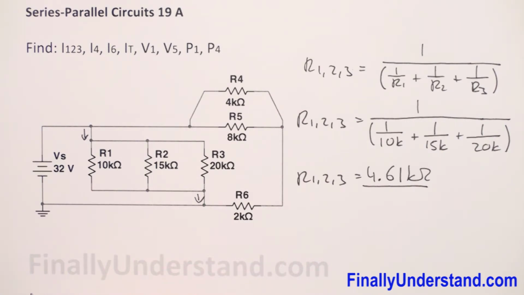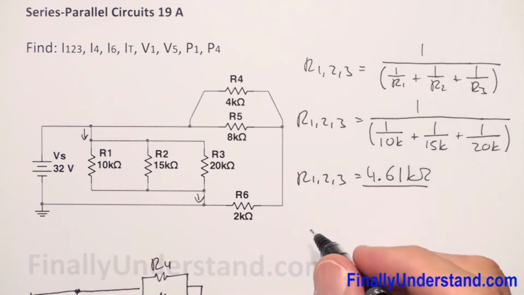I have the voltage source, I have resistor R1,2,3, and I have these two resistors in parallel. This is R4 and this one is my R5, and this is my R6. Okay, so this is my circuit at this moment. So please notice that resistor R1,2,3 is connected directly to the voltage source.